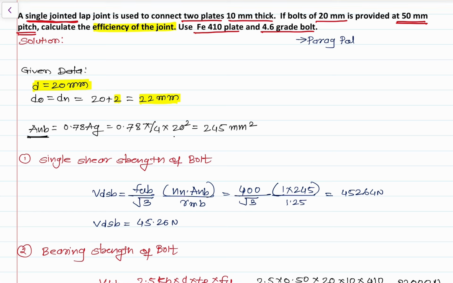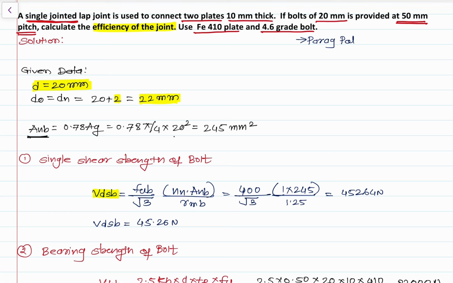Now let's go one by one. Just calculate the single shear strength of bolt. To calculate the single shear strength of bolt, you require one formula which is Vdsb. So Vdsb has a very standard formula, fub upon root 3 into (nn Anb plus ns Asb) divided by gamma mb. But in this situation, we are only thinking about the normal shear. So fub is 400. We already have the 400 over here.